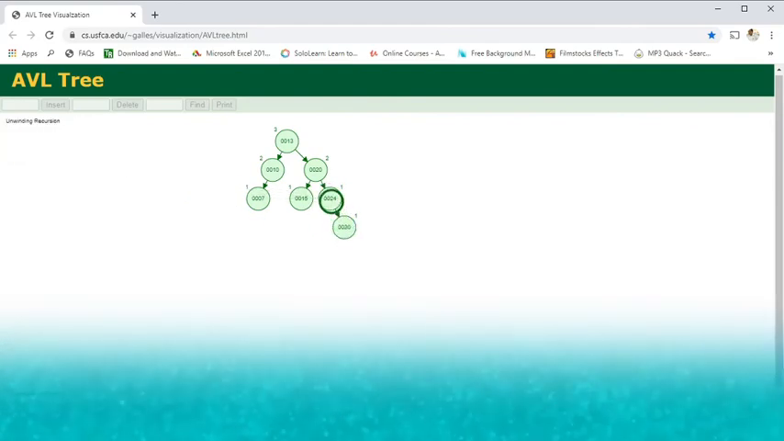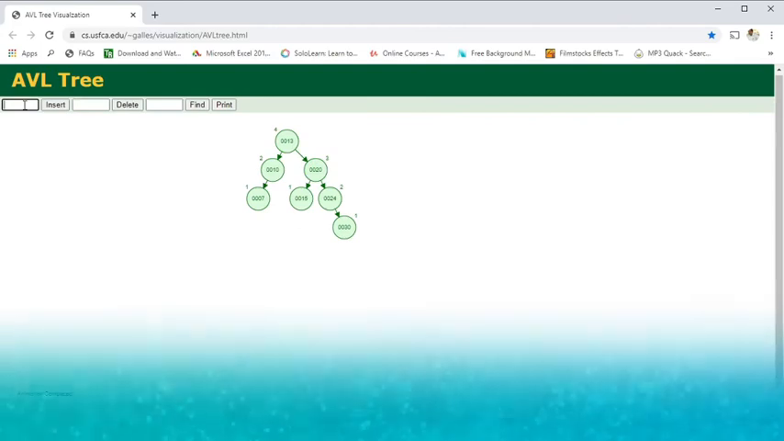Now check the balance factor. And here 0 minus 1, minus 1. Here 1 minus 2, minus 1. Here 2 minus 3, minus 1. We don't have any problem in the balance factor. It's perfectly balanced.